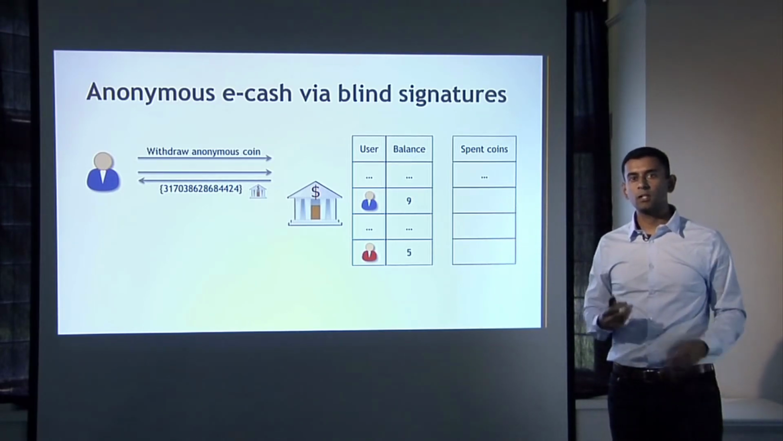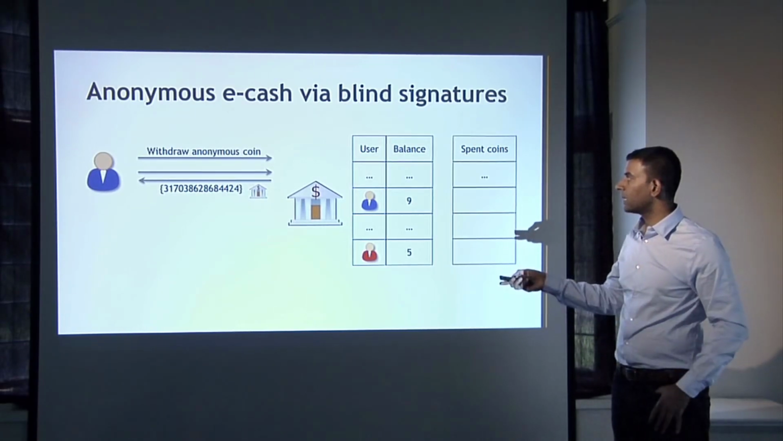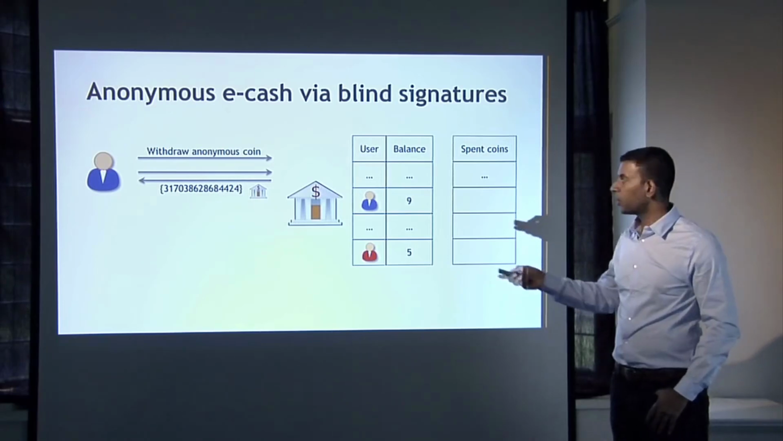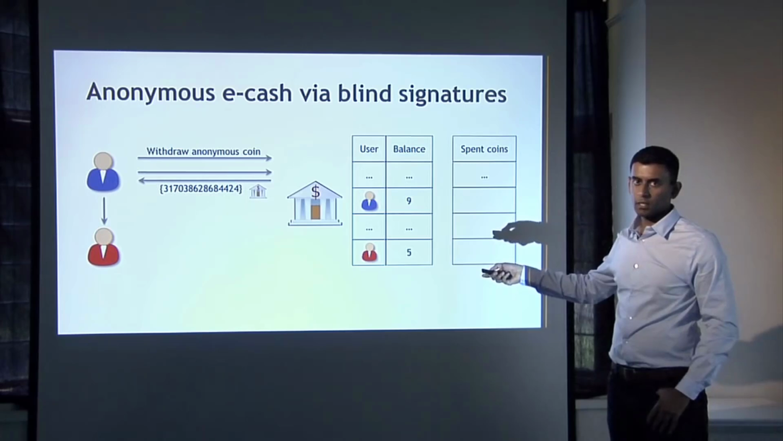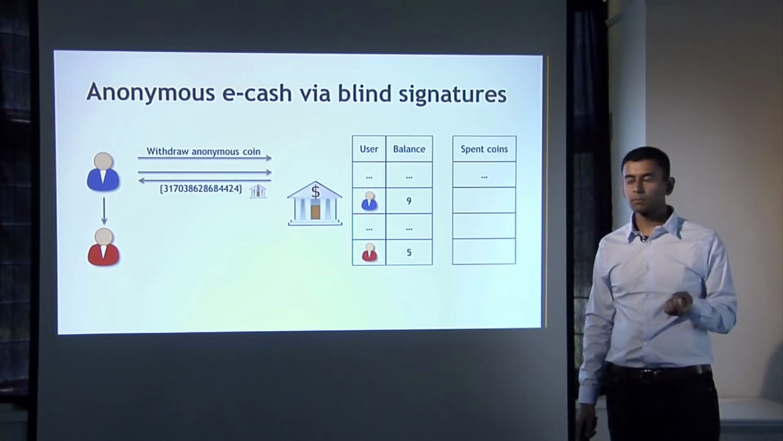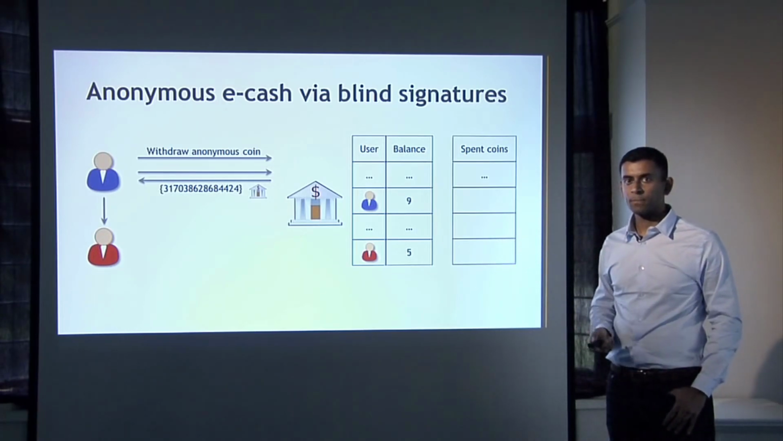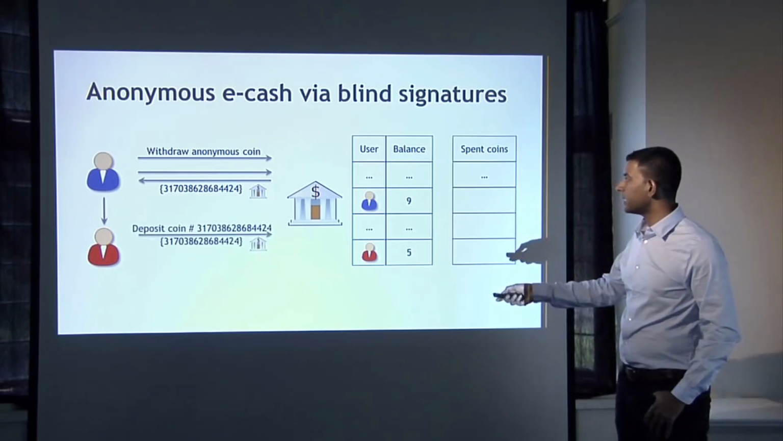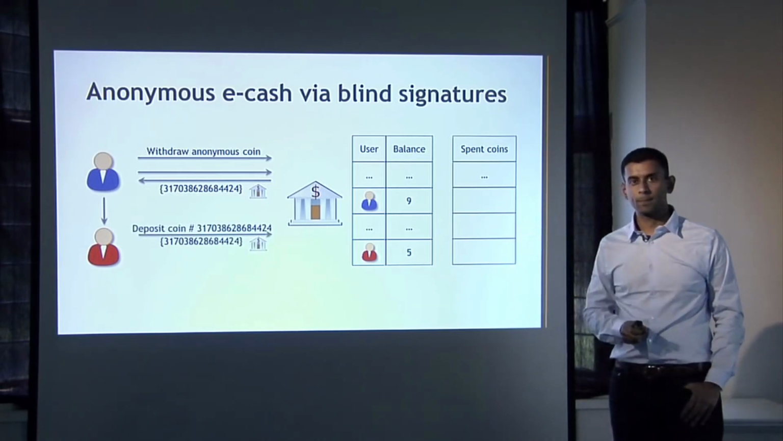And now this signed number represents an anonymous token. This is a token that the user can pass around to another user. So let's say that she wants to make a payment to another user. What she'll do is send to that user not only the signed token, but also the plain text value of the token, the serial number. And what the receiving user will do immediately is the following. She will immediately contact the bank and try to deposit this anonymous coin.